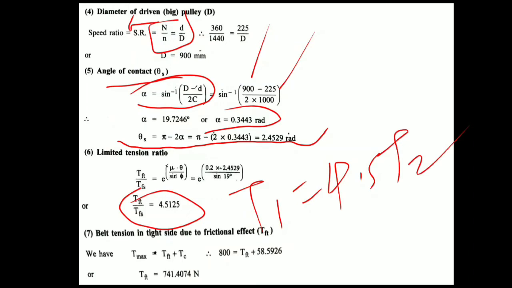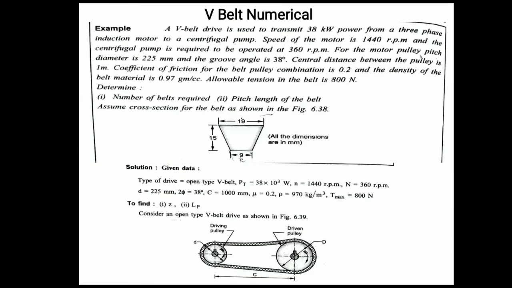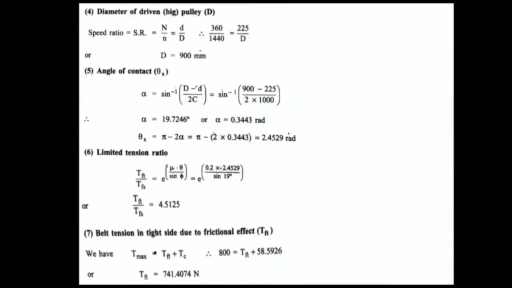Next, belt tension on tight side. This is total tension is equal to T1 plus Tc. Total tension 800, permissible tension they have given, see 800. So that will be the total tension. 800 is equal to T1 plus Tc. Right now T1 we don't know, but here in this equation T1 is unknown, through which we can calculate T1 is equal to 741.